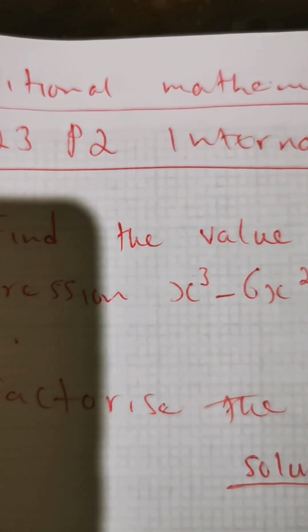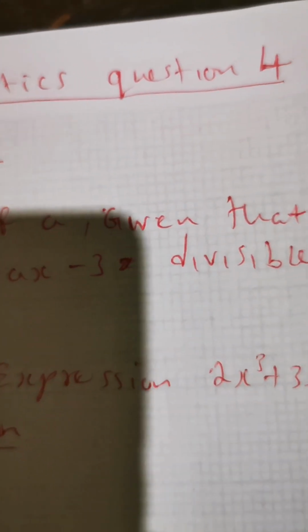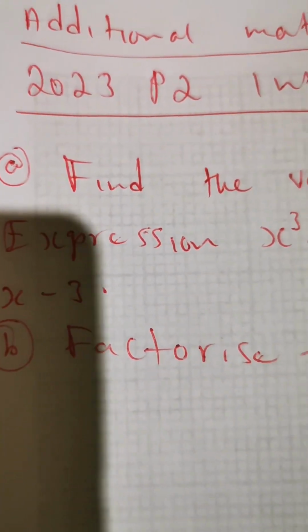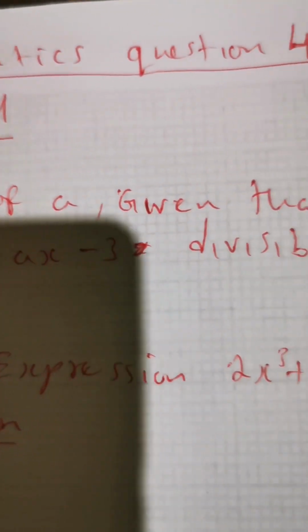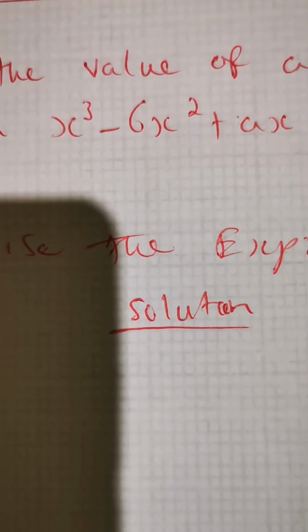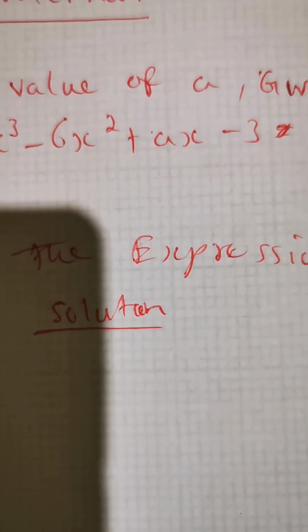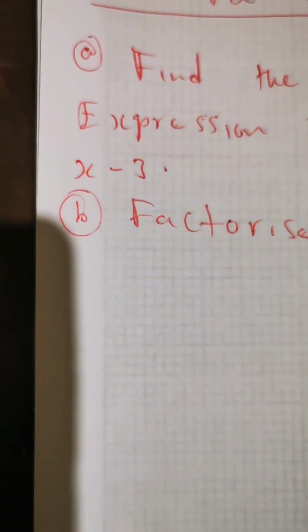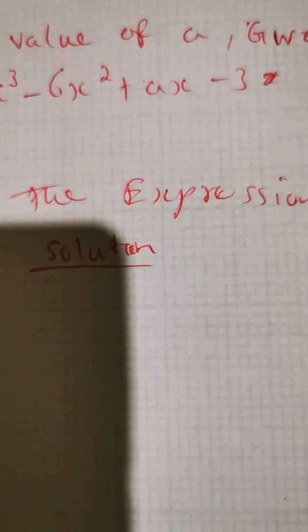This is the tutor Mr. Kandini Madania, presenting additional mathematics question 4, 2023 paper 2, in 10. This question says: find the value of a given that the expression x cubed minus 6x squared plus ax minus 3 is divisible by x minus 3, and then factorize the expression 2x cubed plus 3x squared minus 17x plus 12.